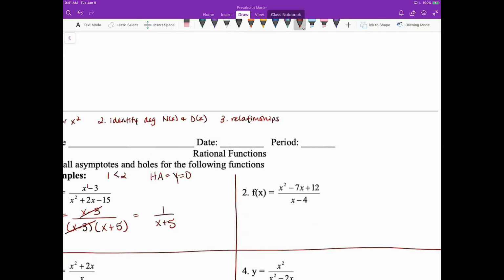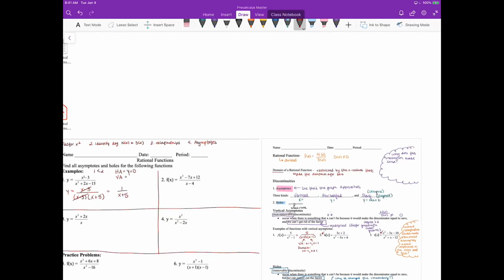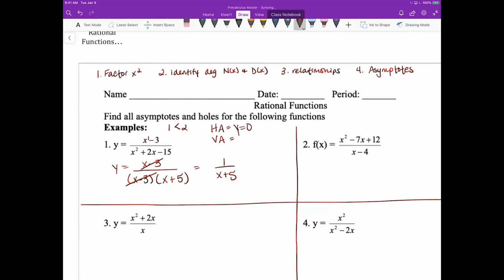When we're talking about asymptotes, we also want to look for the vertical asymptotes. And the vertical asymptotes, I remember, are the ones that are non-removable. If it's non-removable, I can't get rid of the factor, and if I can't get rid of it, it didn't cross out. I see here the x plus 5 didn't cross out. If I solved that for 0, it would be x equals negative 5, and that's where our vertical asymptote is.